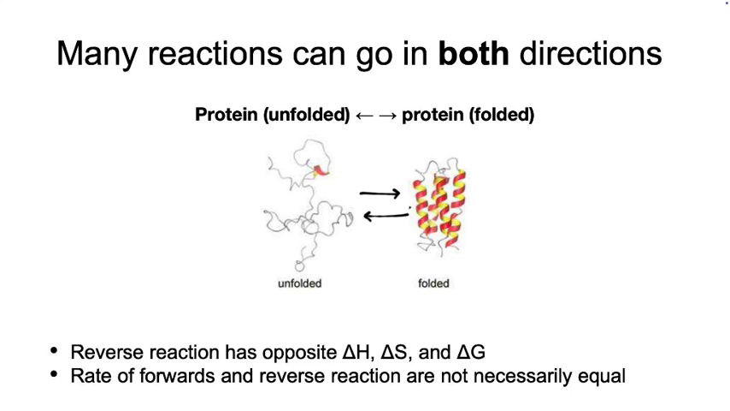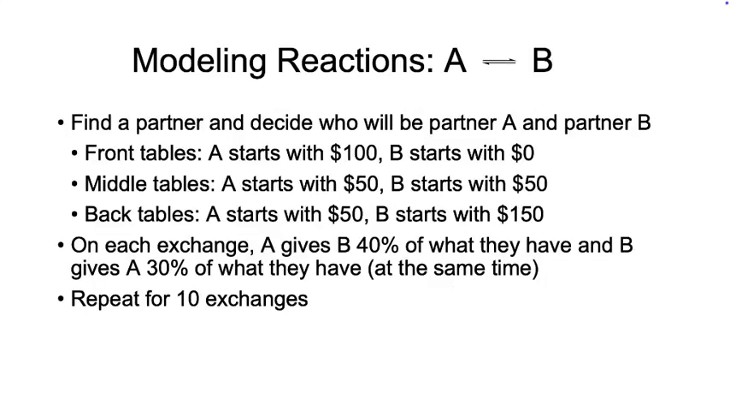Which then sets us up with a fun little demonstration that you guys are going to run at your tables. Probably easiest to work with the person immediately next to you. Find a partner, decide who's partner A, who's partner B. For the front tables, that's this front table. Well, it's probably just going to be you, front table.